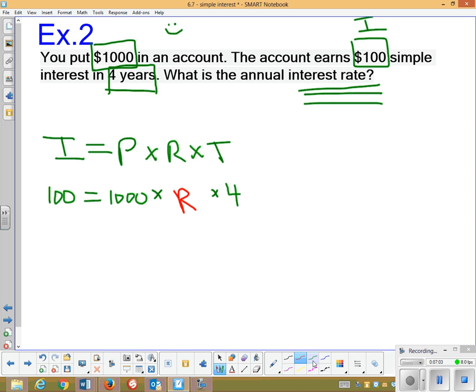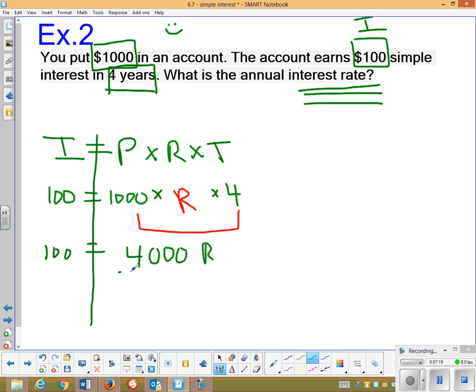So to solve for R, we want to go ahead and multiply 1,000 times 4, which will give us 4,000. But 4,000 what? 4,000 R. And then this side will have 100. And to solve for R, just like what we've been doing in the last few chapters, we want to isolate it by doing the inverse of times, which is divide. And if you divide both sides by 4,000, we're going to get R by itself here. And so all I need to do is top goes in, bottom goes out.